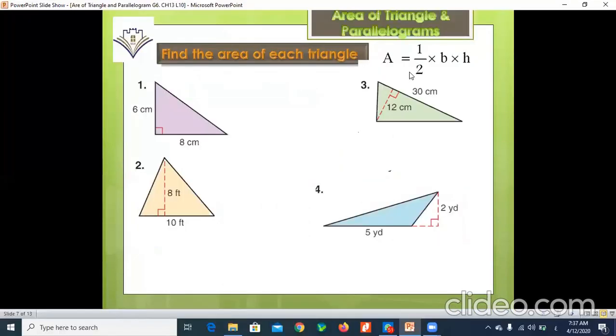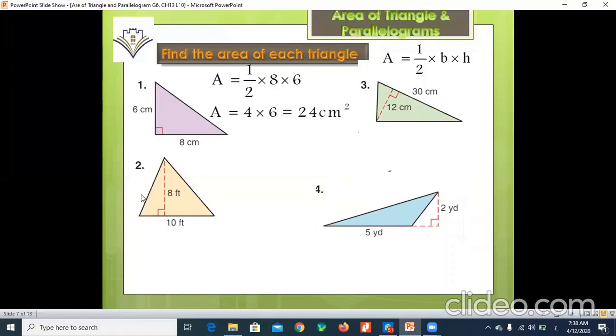Then the area of triangle equals half multiply base multiply height. Look, number 1. What is the base? The base and the height, both of them are perpendicular. This is the base and this is the height, and both of them are right. Then area equals half multiply 8 multiply 6, or half multiply 6 multiply 8. Half of 8 is 4. Then 4 multiply 6 equals 24 square centimeter.